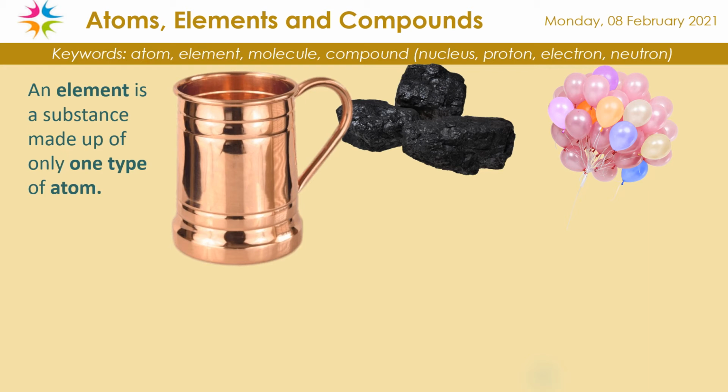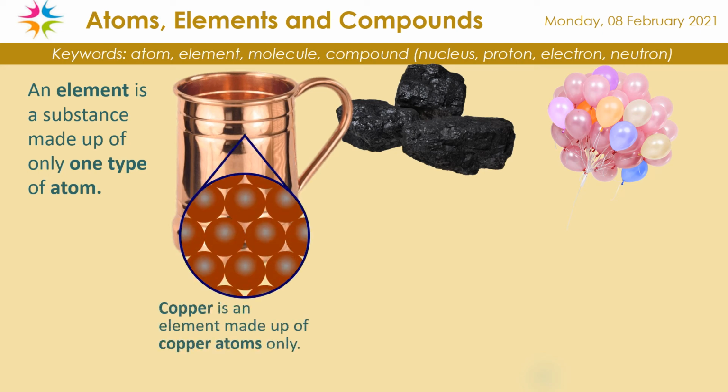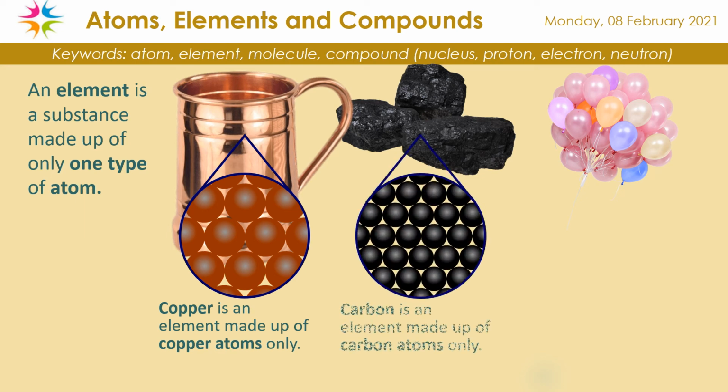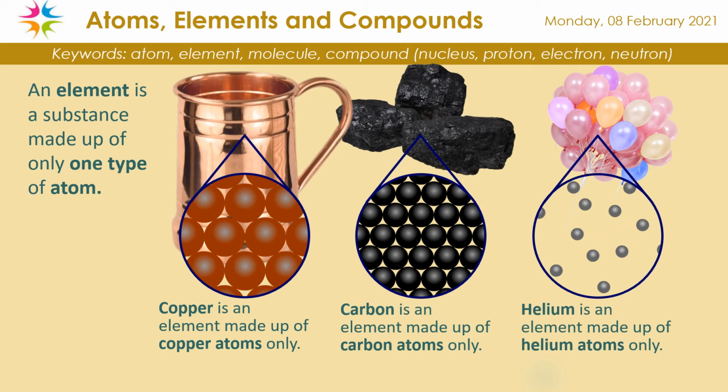Here are three items made up of elements. This is made up of the element copper, the element carbon, and the element helium. The most important thing to remember is that copper, the element copper, is made up of only copper atoms. And the element of coal, which is carbon, is only made up of carbon atoms. And these party balloons, the contents are helium, and these are helium atoms.